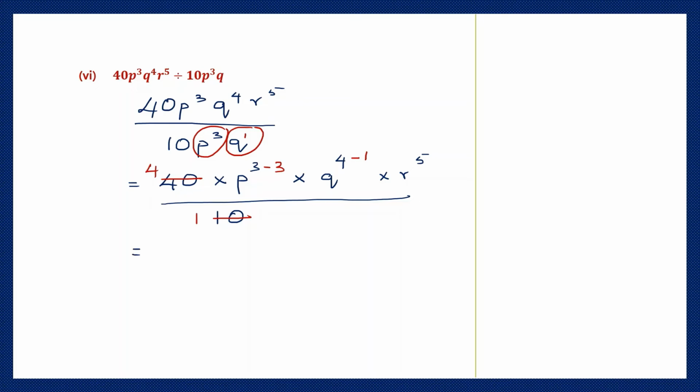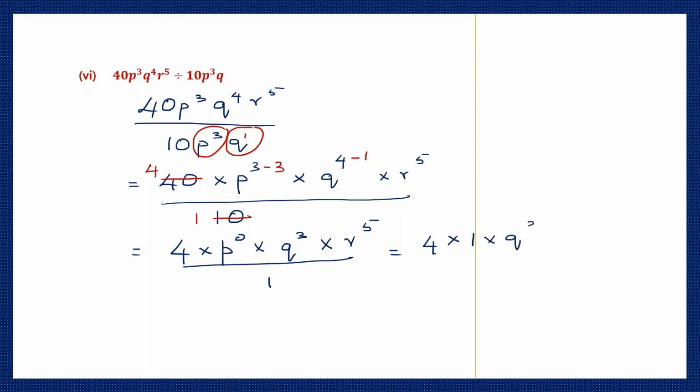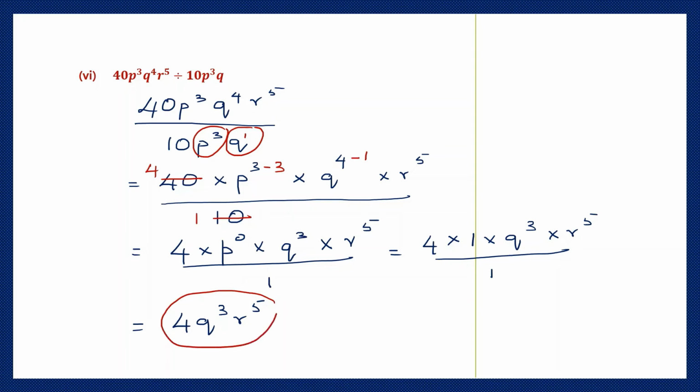So here what do we have now? 4 into p to the power of 3 minus 3 is 0 into q to the power of 4 minus 1 is 3 into r to the power of 5 by 1. So this is 4 into 1. P to the power of 0 is 1 into q to the power of 3 into r to the power of 5 by 1, which is equal to 4 q to the power of 3 r to the power of 5. So this is our final answer. 4 q raised to the power of 3 and r raised to the power of 5.